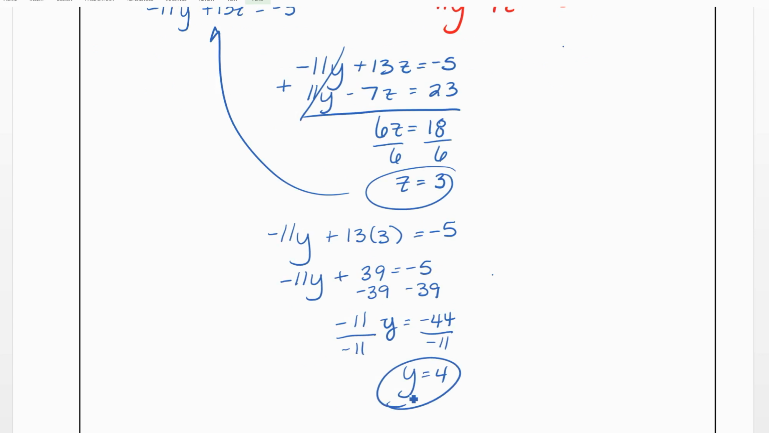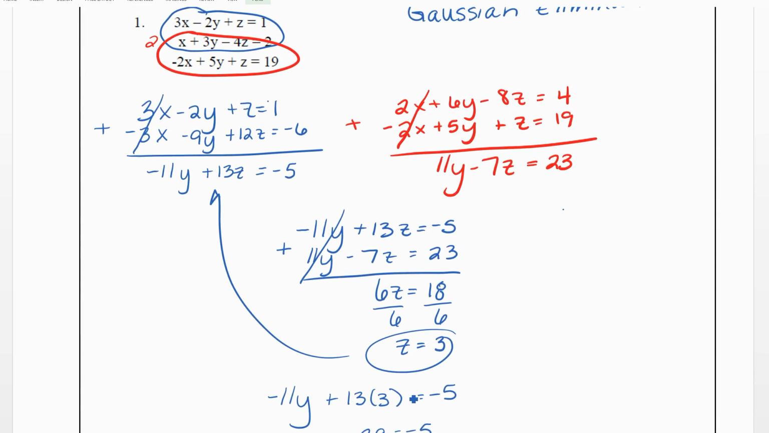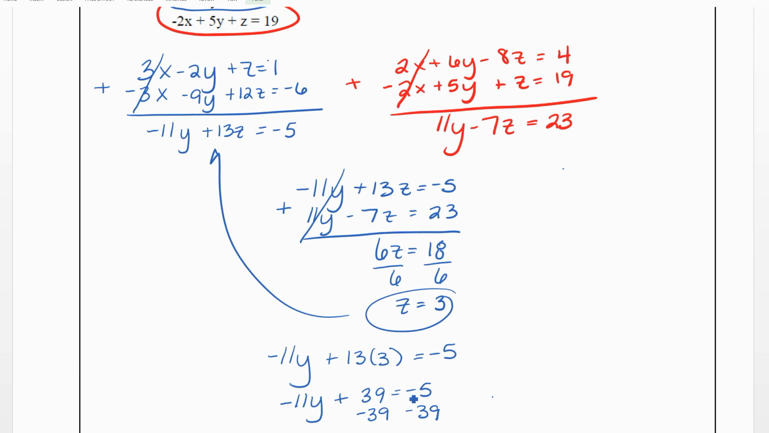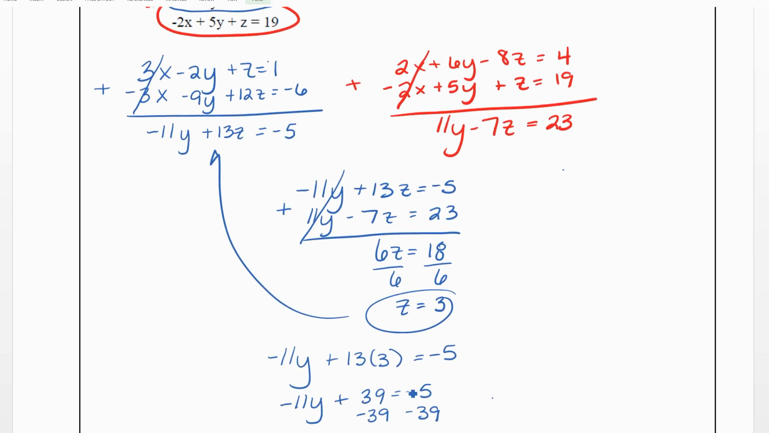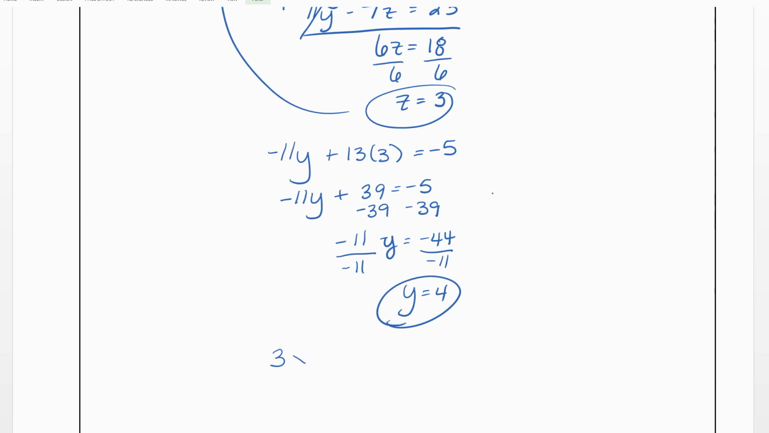So we now have y and z. We're going to go all the way back up to the top and get one of our original equations. It doesn't matter which one. Let's just take the top: 3x minus 2y plus z equals 1. We're looking for x, so 3x minus 2 times the y, which was 4, plus the z, which was 3, equals 1.